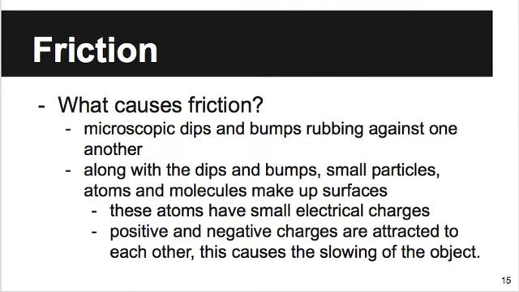Alright, so slide 15. What causes friction? Microscopic dips and bumps rubbing against one another. Along with the dips and bumps, small particles, atoms, and molecules make up the surface. These atoms have small electrical charges, very, very, very small. Positive and negative charges are attracted to each other, and this causes the slowing of objects. The biggest part, not that the charges don't make a difference, but the biggest part is that the dips and bumps actually rub against each other.